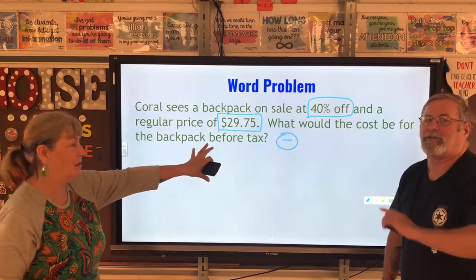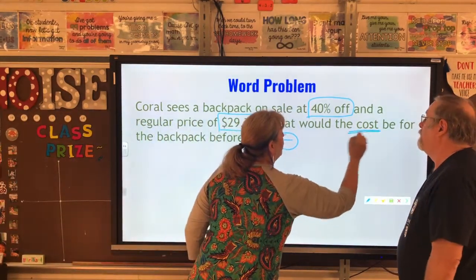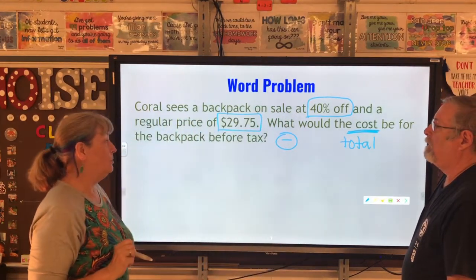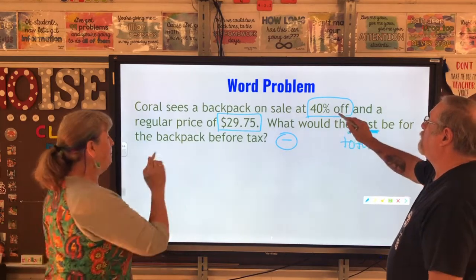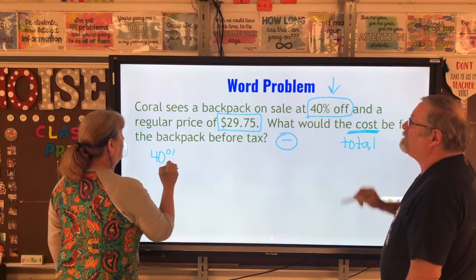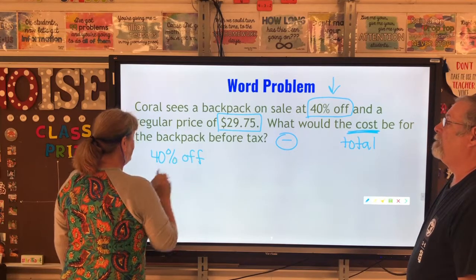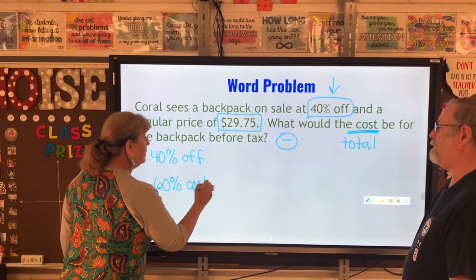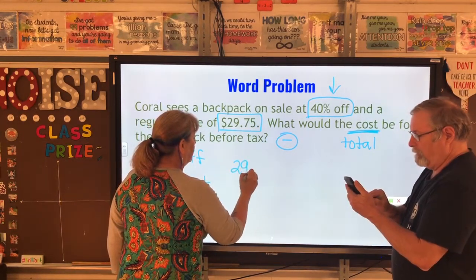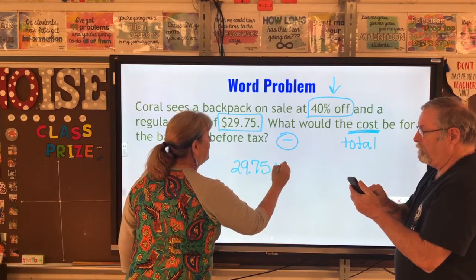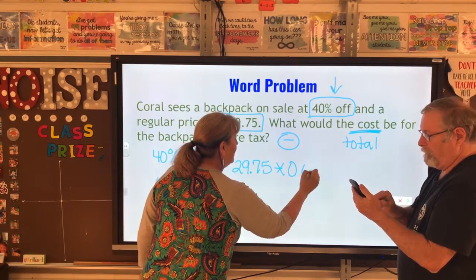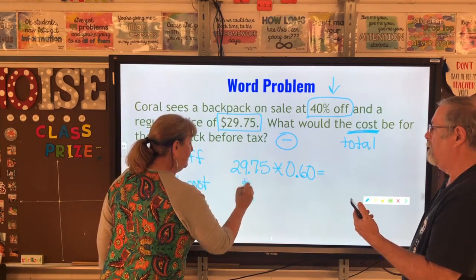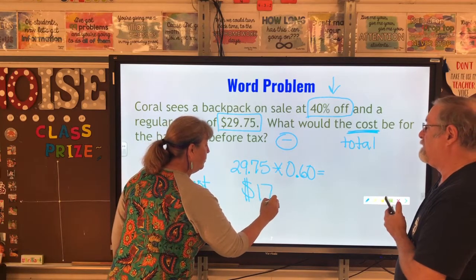Again, it says before tax, so don't think about the tax part. And it's the cost, so it's a total. I'm going to go ahead and use your shortcut. So if they're taking 40% off, that means they're charging her how much? Well, I have to make 100%, so I know it's got to be 60% cost. Excellent. So I'm going to do $29.75 times the 60% cost. This is a one-step, and I get $17.85.